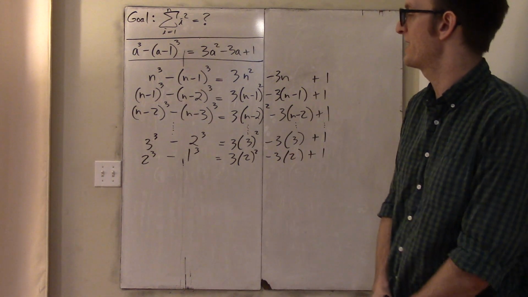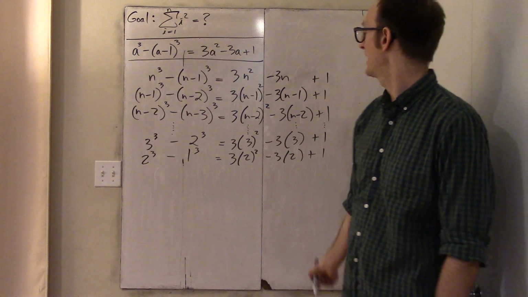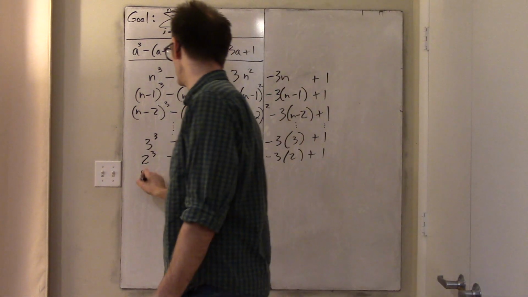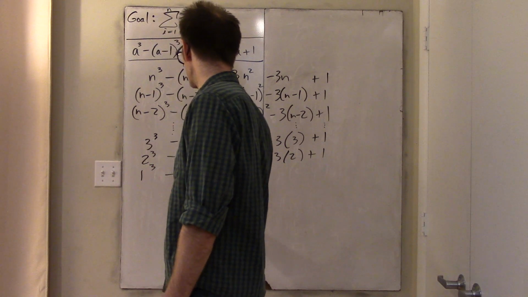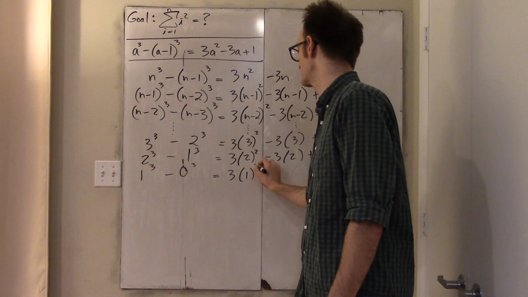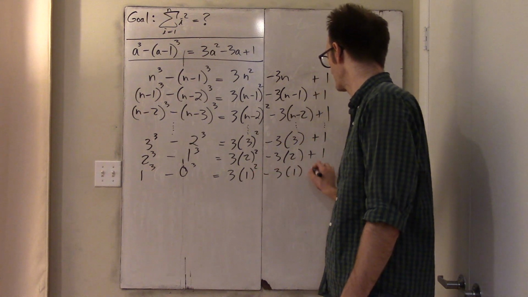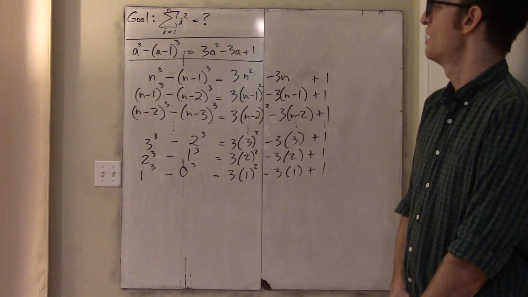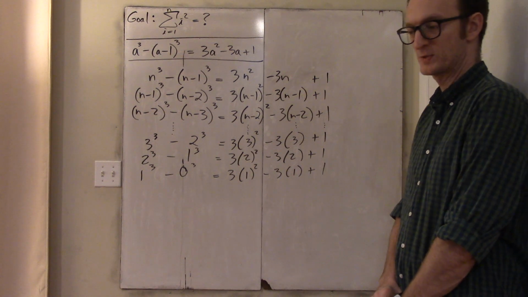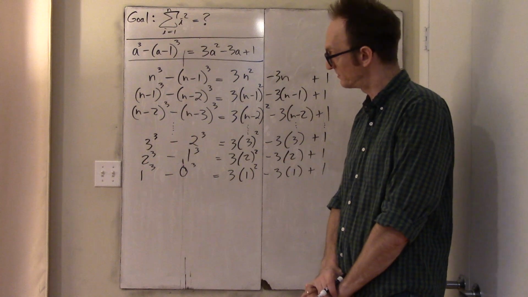And by the way, that's just 7 on the left, so this better be 7. 12 minus 6 plus 1, so that's looking good. Final equation: 1 cubed minus 0 cubed is 3 times 1 squared minus 3 times 1 plus 1. Okay, what have we done? We have just written out n equations.